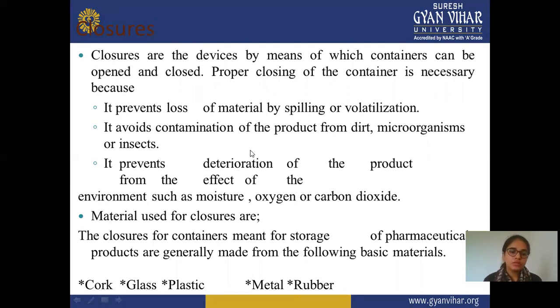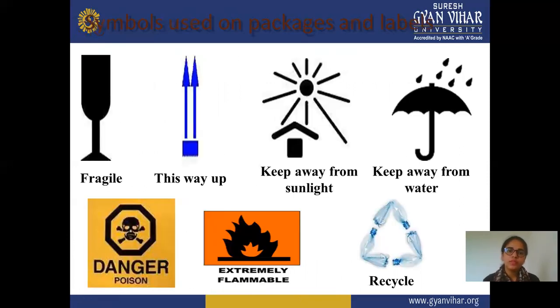The materials used for closures, where the closures for containers for storage of pharmaceutical products are generally made, are of the following basic materials: glass, plastic, metal and rubber. So these are the closure materials used in the pharmaceutical industry. These are the symbols that are used for packaging and labels.